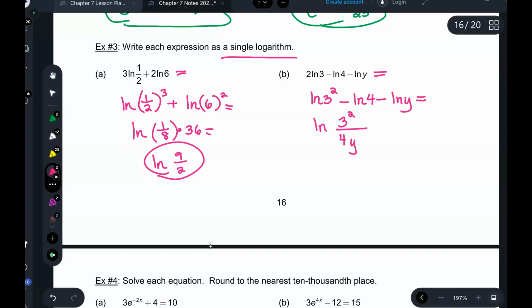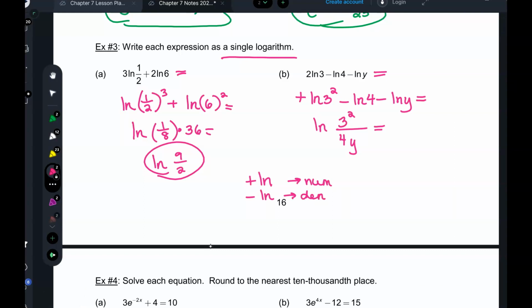Good. So anytime you have a minus, those are always going to go in the denominator. Anything that's positive goes in the numerator. So the first one was positive. So let's say I had another plus something, that would also go on the top. So all positive natural logs go in the numerator. Anything that's negative would go in the denominator.